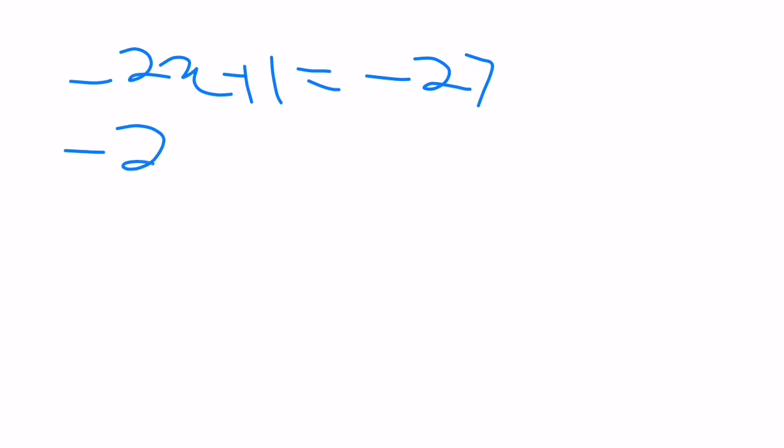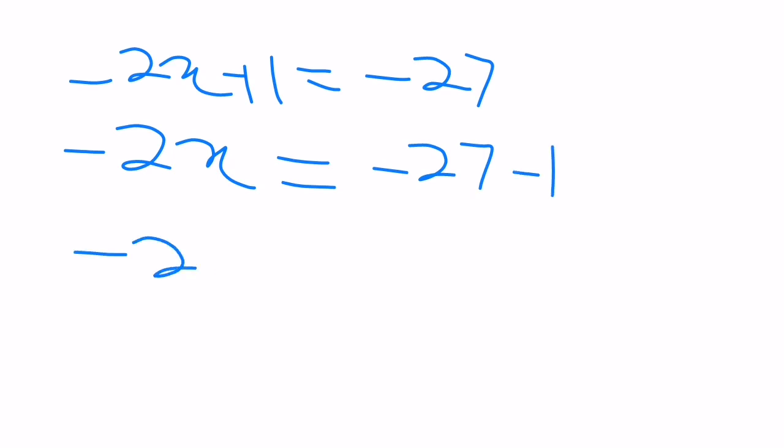Minus 2x plus 1 is equal to minus 27. Now this can be written as minus 2x equal to minus 27 minus 1. Minus 2x is equal to minus 28.